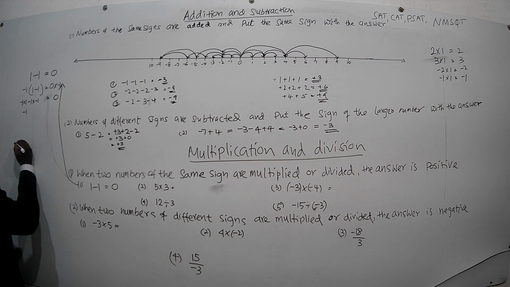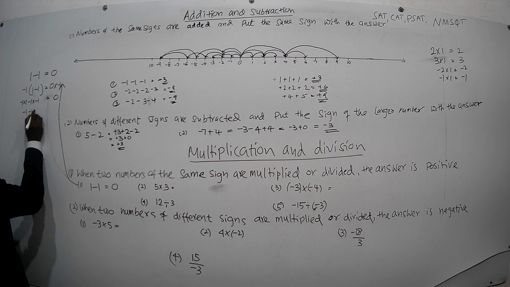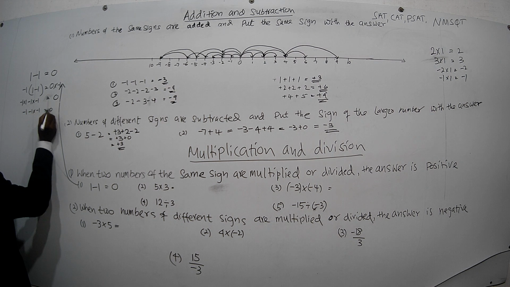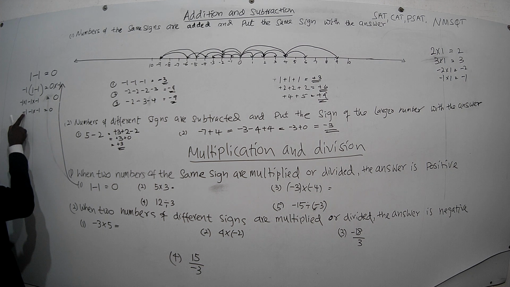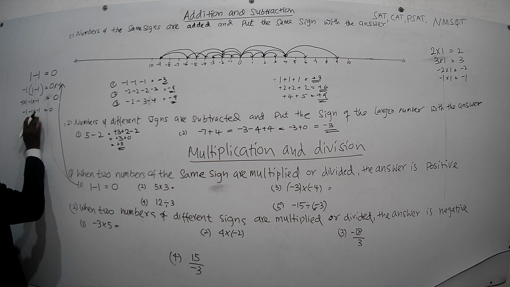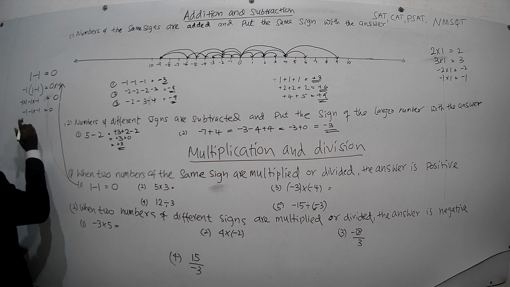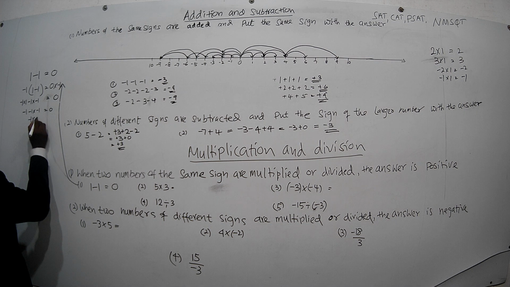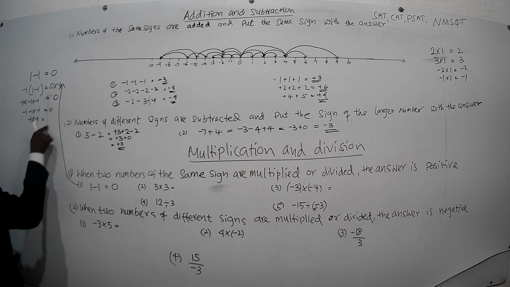You write it like this. Then minus 1 into minus 1 equals 0. Then what I do is I take this minus 1 to this side. When you take this minus 1 to this side, it becomes plus 1. Then what is left on the left side is minus 1 into minus 1. Then minus 1 into minus 1 equals, I take this minus 1 to the side, it becomes plus 1.